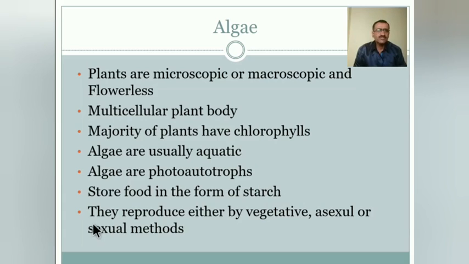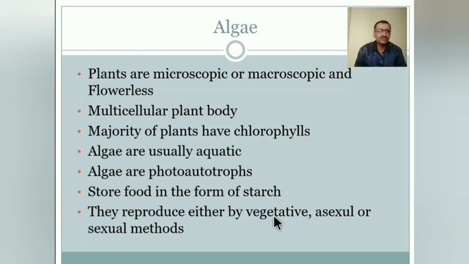Next one is that they reproduce in three ways. First is the vegetative, asexual, or sexual method. These are the three methods, and with the help of these three methods, they reproduce new algae or new individuals. Vegetative means with the help of the vegetative part, that is nothing but the thallus.